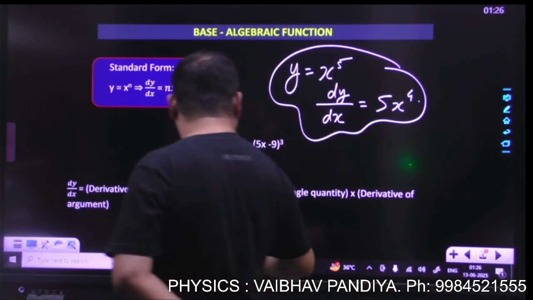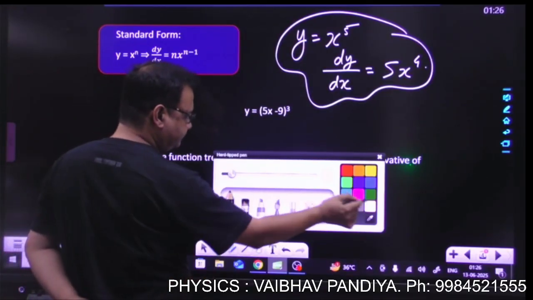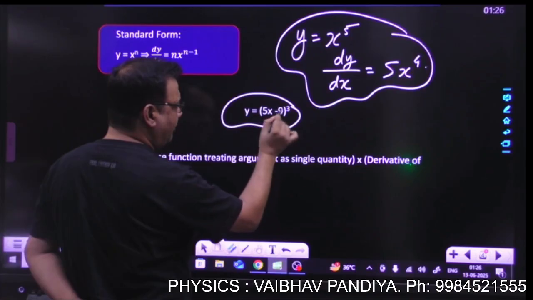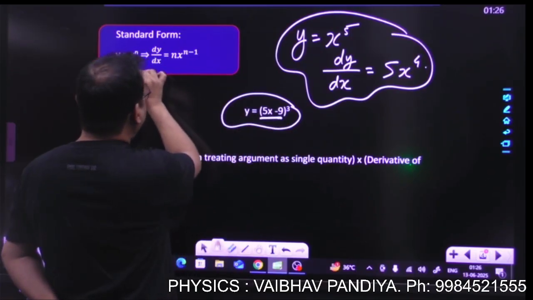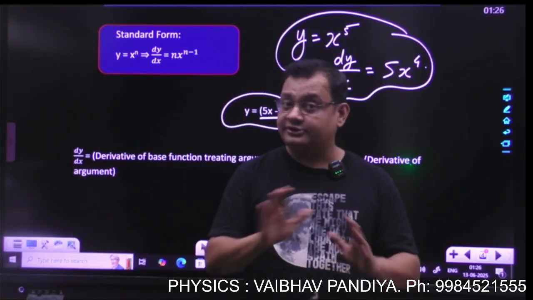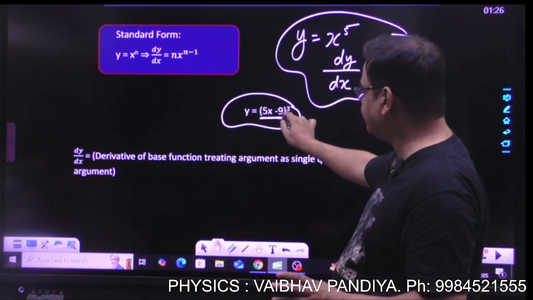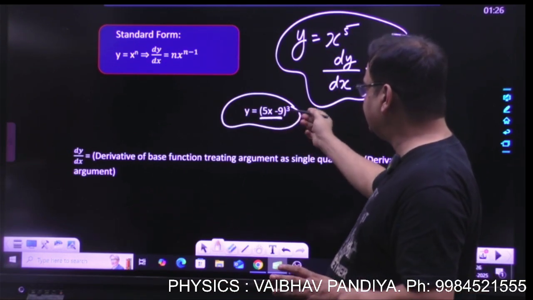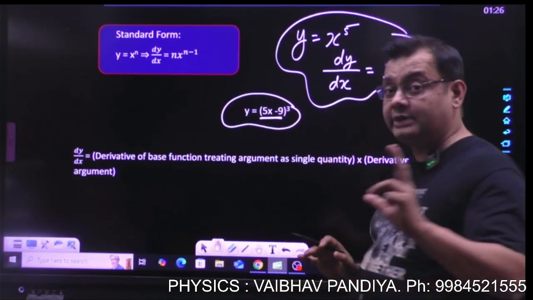Now suppose we have something like this: y is equal to 5x minus 9 whole power 3. Now this is not in the standard form of x power n, because in the standard form x must be alone. There is no coefficient of x, number one, and number two, there is nothing added or subtracted with x. So this is of course not the standard form, so we cannot directly write the answer. The answer will not be 3 times 5x minus 9 whole square. Okay, so here we will apply the chain rule.